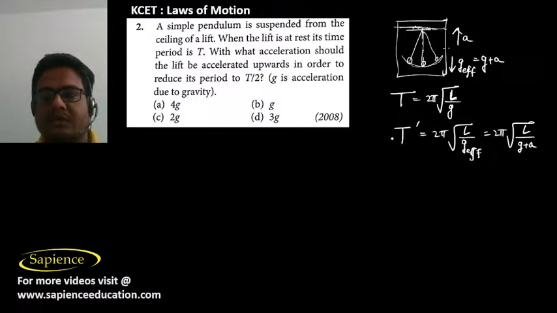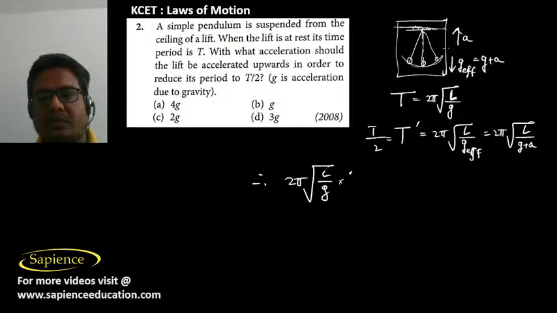And this T dash should be equal to T by 2, since we want to reduce its period to T by 2. Therefore T by 2 will be equal to 2 pi root under L by g into 1 by 2, which will be equal to 2 pi root under L by g plus a.